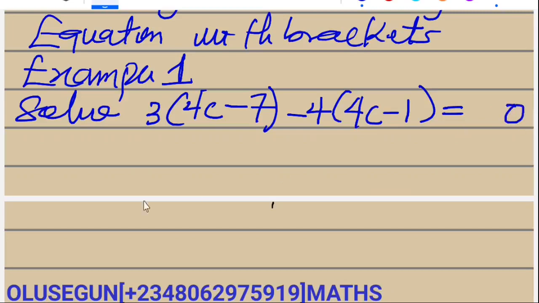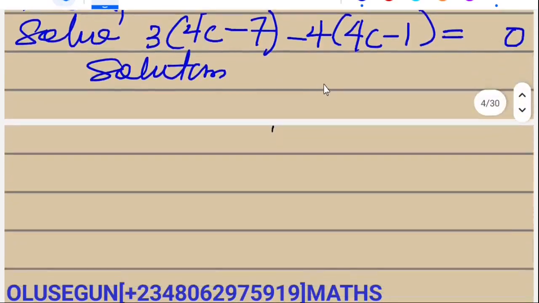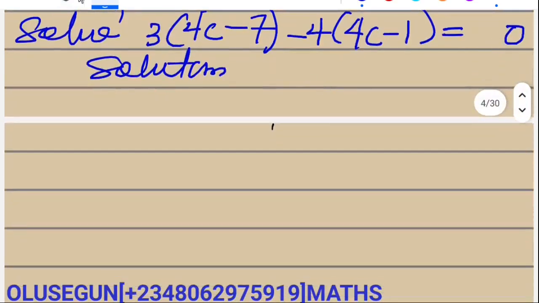Now, having a solution to this question, at this point in time, mathematics requires very simple steps. Very, very simple steps. So we have to do this. Now, in solving this, let's try to do it one by one. 3 times 4c will give us 12c. 3 times minus 7 will give us minus 21.